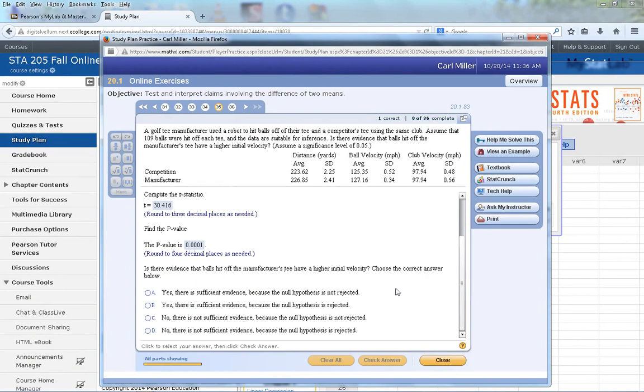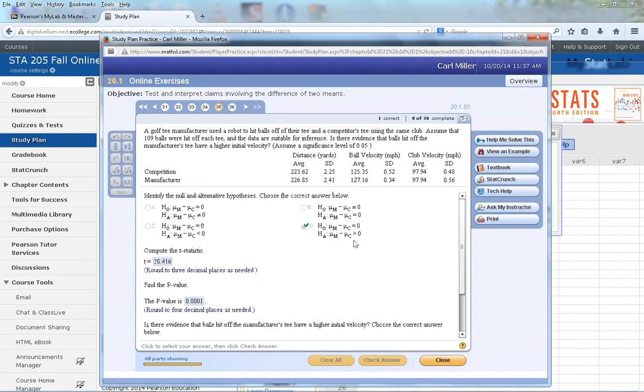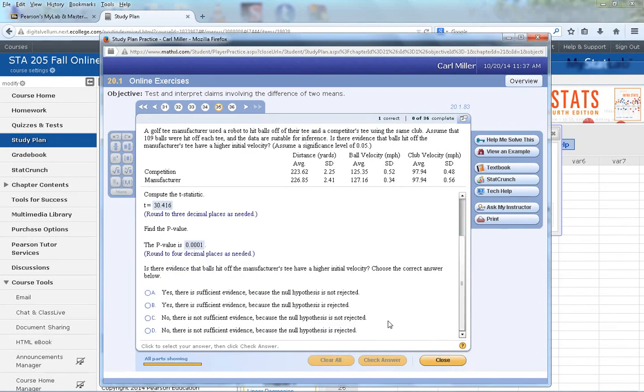And then, is there evidence the balls hit off the manufacturer's tee have a higher initial velocity? What's the correct answer? Well, with a p-value as small as it is, it's less than a 0.05 level of significance. So if I scroll back up, I am going to want to say that mu sub M minus mu sub C is greater than 0, which really is saying mu sub M is greater than mu sub C. Okay, so that's what I want to emphasize.